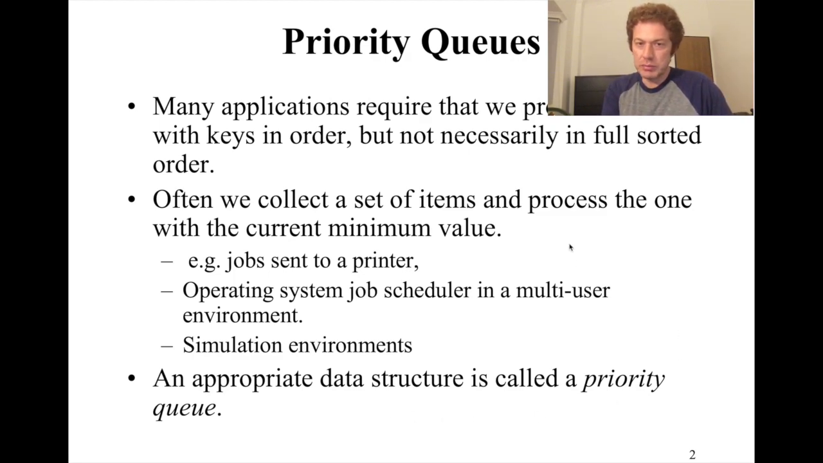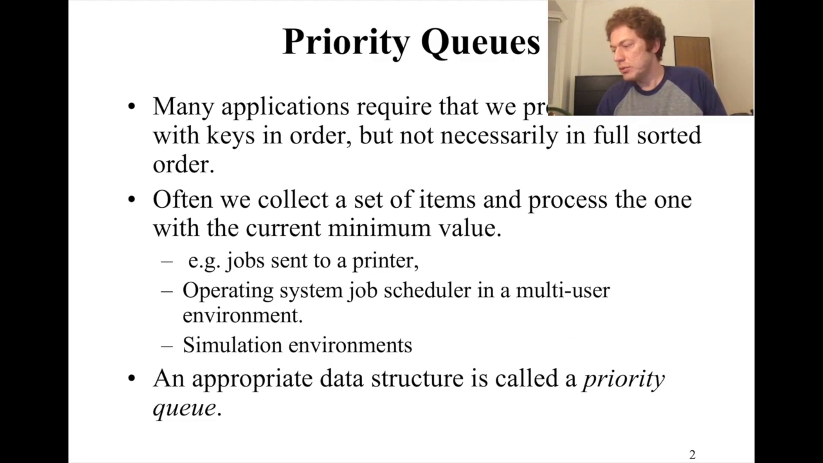For instance, in printers, the jobs sent to a printer can be prioritized based on their importance values, so not the first in, first out logic. And operating systems also use priority queues.